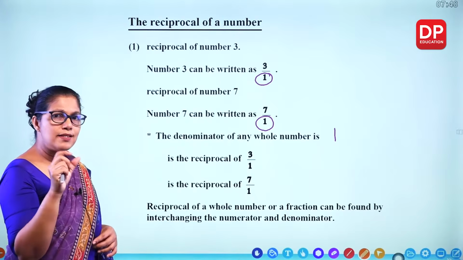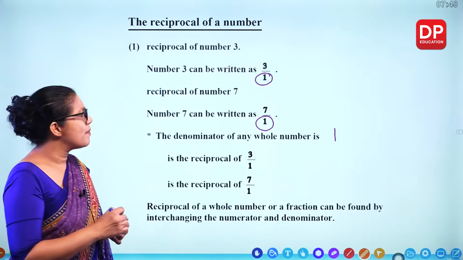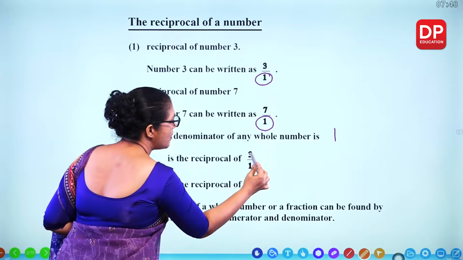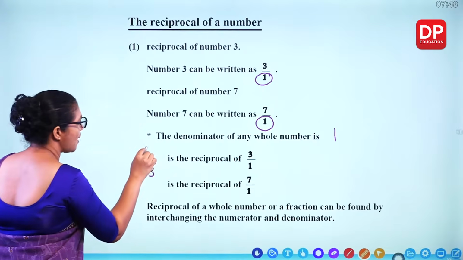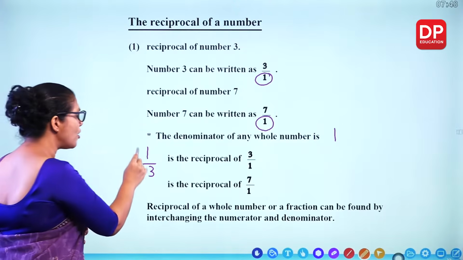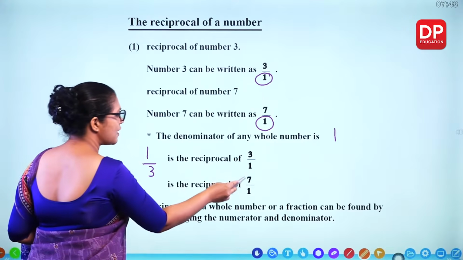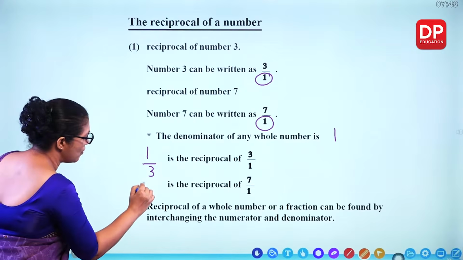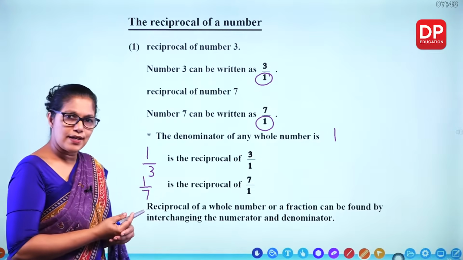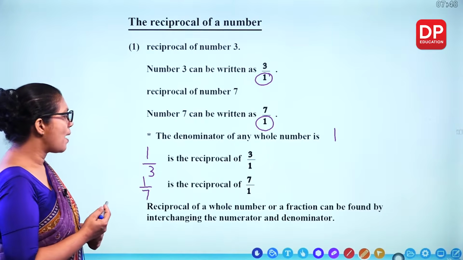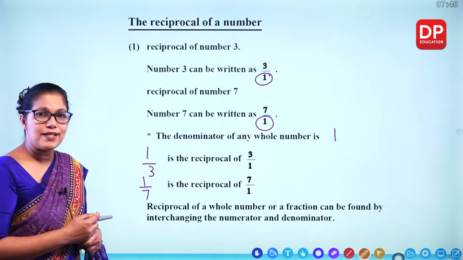Now how can we find the reciprocal of 3 over 1? Reciprocal means we are interchanging the numerator and the denominator. So 3 is in the numerator, it goes to the denominator, and 1 goes up to the numerator. So 1 over 3 is the reciprocal of 3 over 1. What's the reciprocal of 7 over 1? 1 goes to the numerator, 7 goes down. So 1 over 7 is the reciprocal of 7 over 1. The reciprocal of a whole number or a fraction can be found by interchanging the numerator and the denominator.